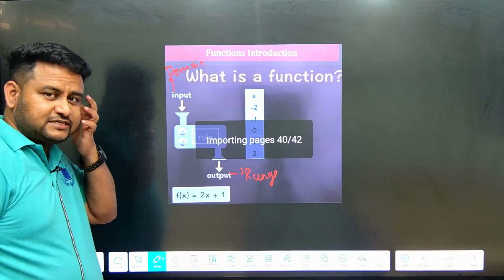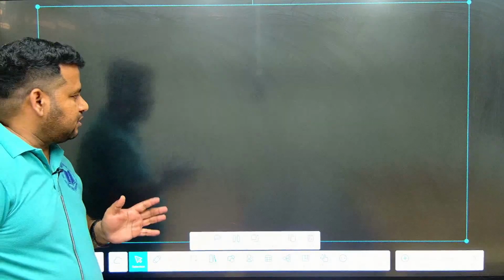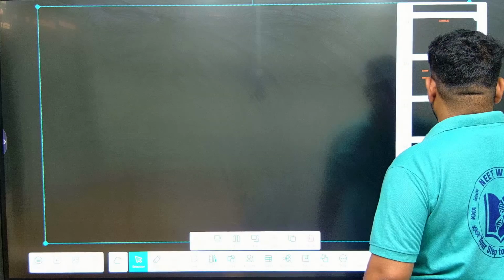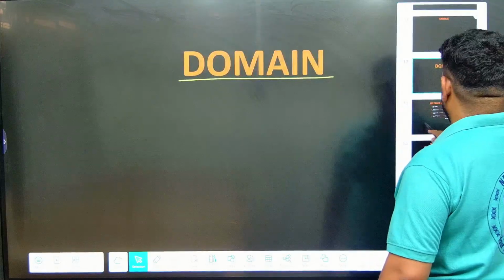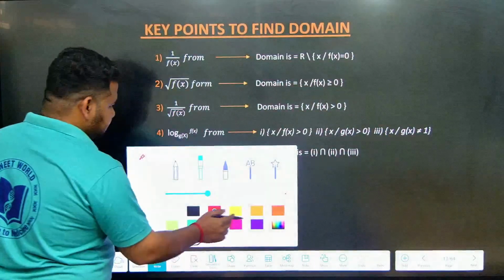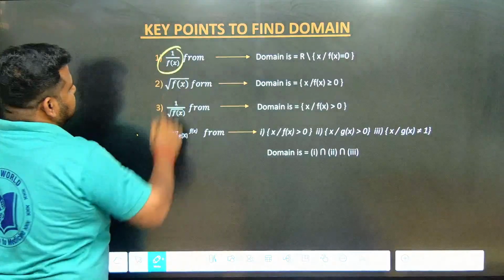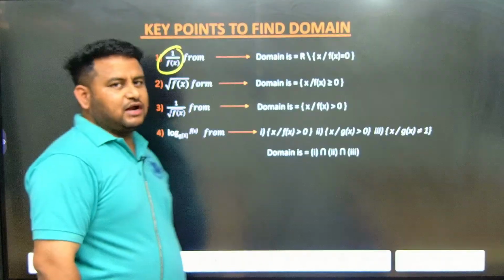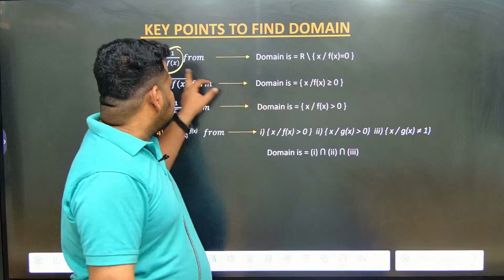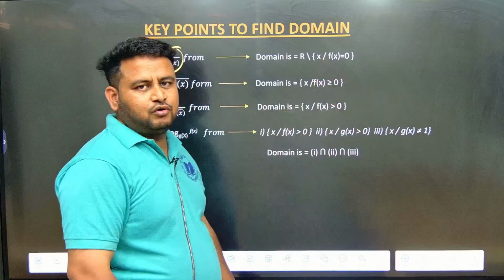Now how to find the domain? Domain means input. Based on the function we should know what kind of domain we can have. See here, if the functions are given like this, 1 by f of x, the domain is the set of all real numbers in such a way that this f of x should not be equal to 0.